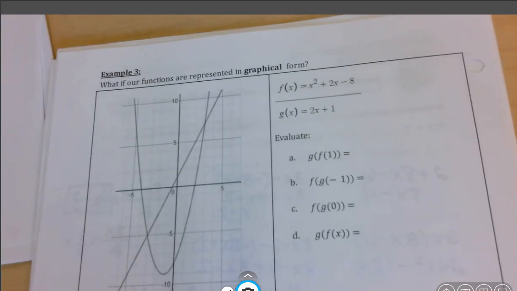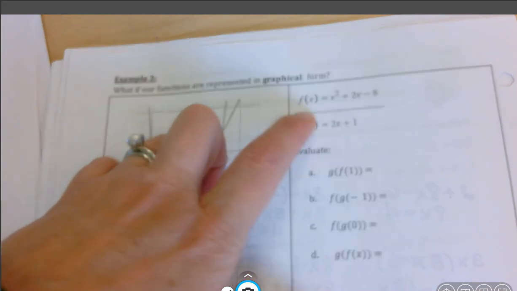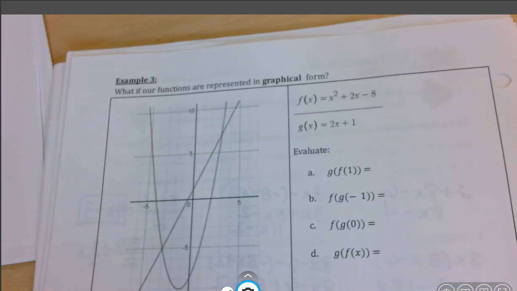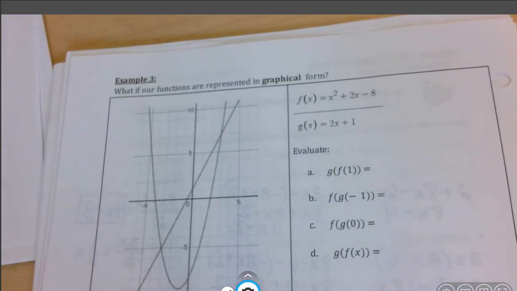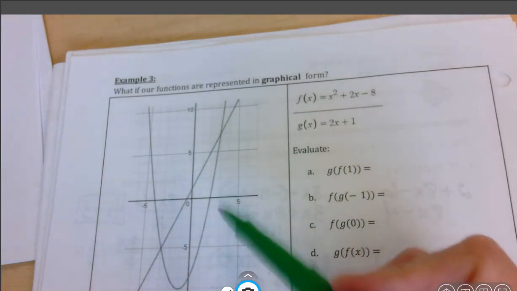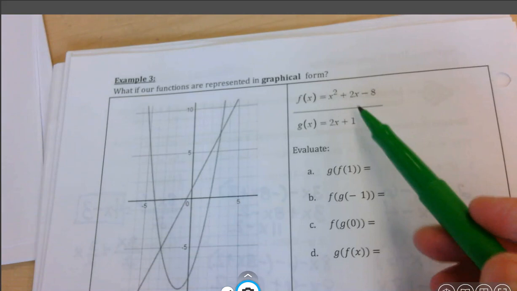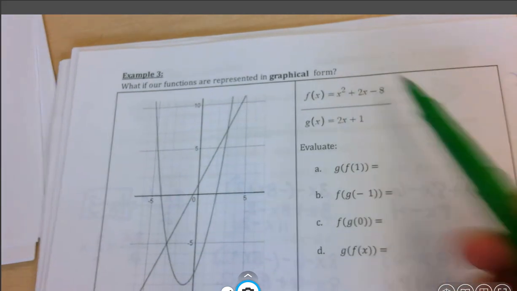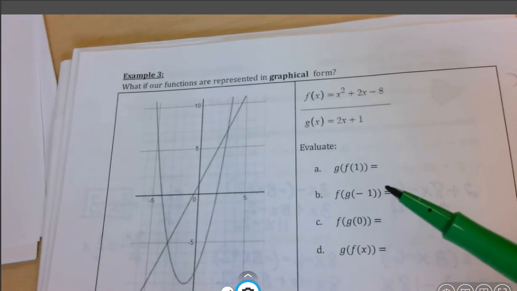So we turn the page to the back. In the back, the setup's a little weird because there's this line here. It looks like we're dividing. We're not dividing. It's just like here's a function f and here's a function g. Okay? So we're going to evaluate based on this graph rather than based on the equations. We're going to look at the graph.